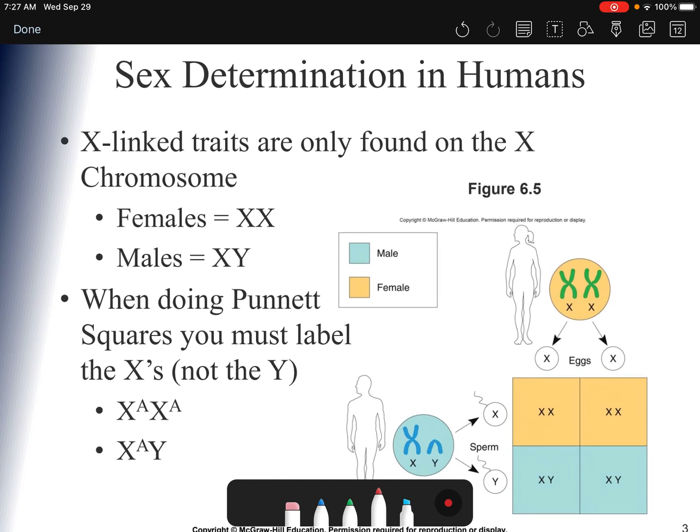So when we talk about sex-linked traits, a lot of times they're called X-linked. So sex-linked and X-linked are the same thing. It means they are traits only found on the X chromosome. Okay? And remember, females have 2 X chromosomes, males only have 1. And so that's going to be pretty important when we look at how these traits are transmitted and who is more likely to have these traits.